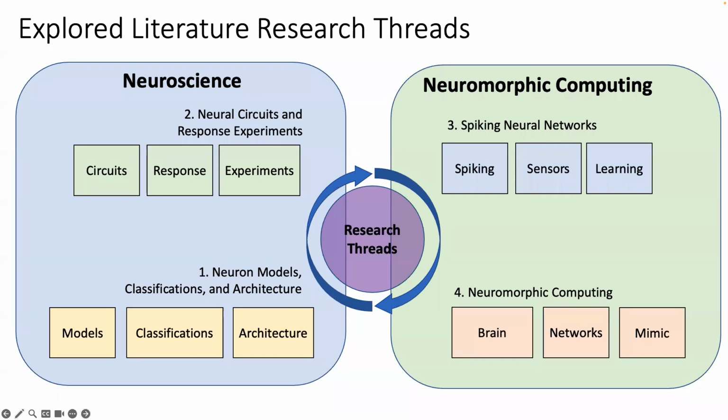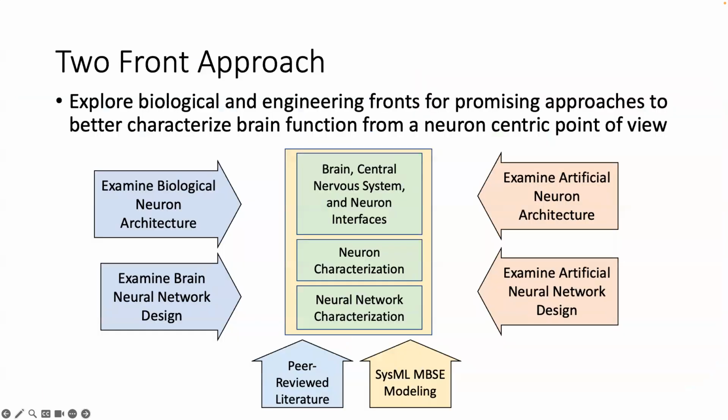So there were a variety of things that were looked at. We have the neuron models, classification and architectures, the neural circuits and response experiments, spiking neural networks, and neuromorphic computing, all of the four major research threads. Two were focused in the neuroscience area, and two were focusing on the neuromorphic computing side. And so there is an interesting interrelationship between those two that I'm trying to capture.